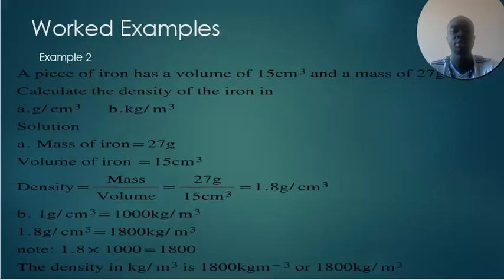Now let's try the second question too. A piece of iron has a volume of 15 centimeter cube and a mass of 27 grams.